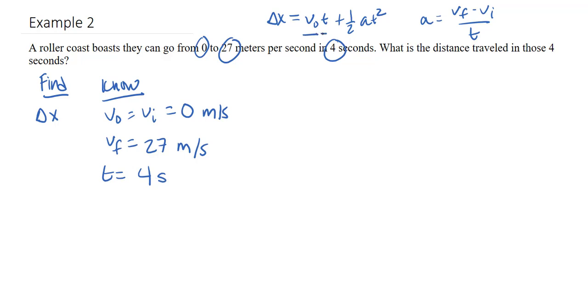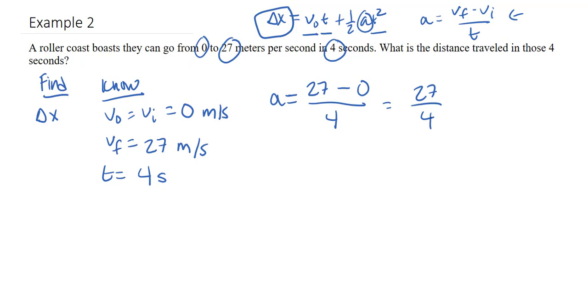Now, we have v0, we have t, we have the 1/2, and then we have t squared, obviously. We're trying to find the change in x, so we need to find a. So our v final is going to be 27, minus 0, all over 4. As you see, we're going to have a positive acceleration, which is good because we're increasing, so that means our velocity is getting greater, or increasing.